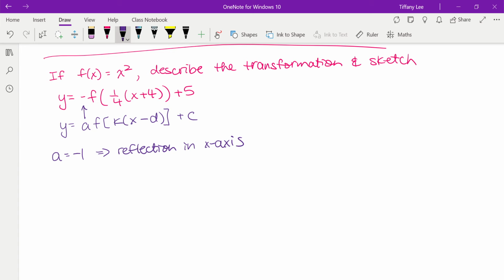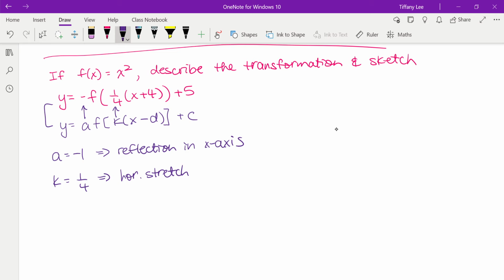All right, let's take a look at our k value. k equals 1 over 4, right? All I'm really doing is matching it up. I'm comparing these two equations, figuring out what our a value, our k value, and so on are. So k equals 1 over 4. That is a horizontal stretch, and you just have to remember the pattern.